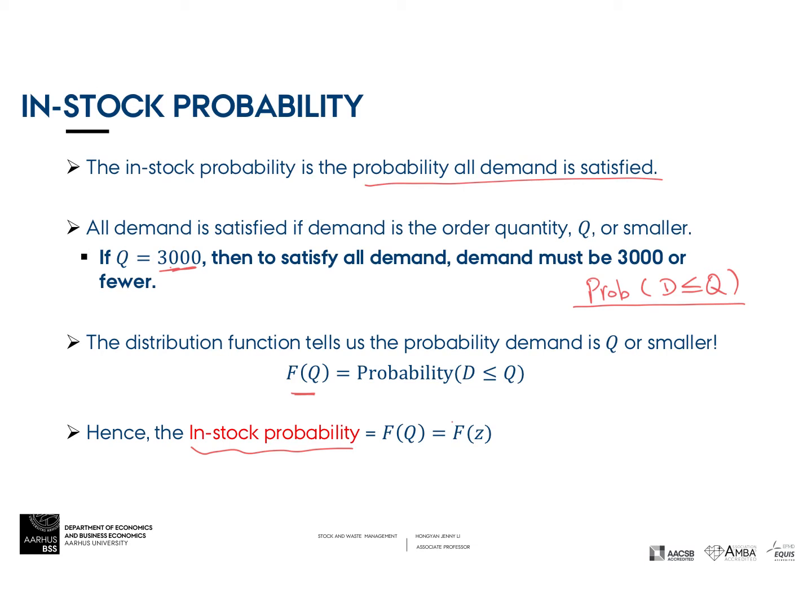And here we actually have a wrong formula. So F(Q) should equal Φ(z). Φ(z) is related to the standard normal distribution, and F is related to the normal distribution with mu and sigma. And here it is 0 or 1.